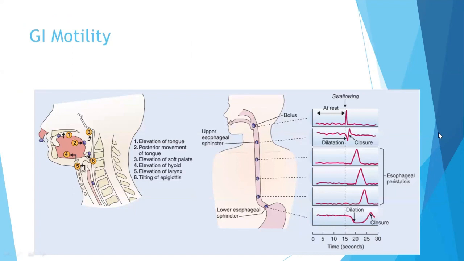Now let's talk about the GI motility. When you talk about the deglutition of food, first of all, there is elevation of the tongue, then there is the posterior movement of the tongue, and then there is the elevation of the soft palate, and there is the elevation of the hyoid, which opens the tract, and then there is the elevation of the larynx, and then there is the tilting of the epiglottis, which opens the tract for the food to be passed downward towards the esophagus.